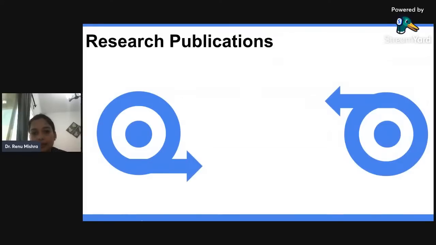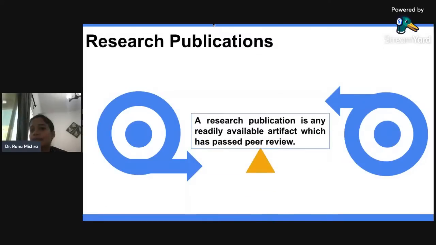So let's understand what exactly research publication is. Basically, when we talk about research publication, it is any sort of artifact. When we say artifact, it is any sort of documented material, a documented form, a piece of information which has passed peer review and is in a proper structural alignment.